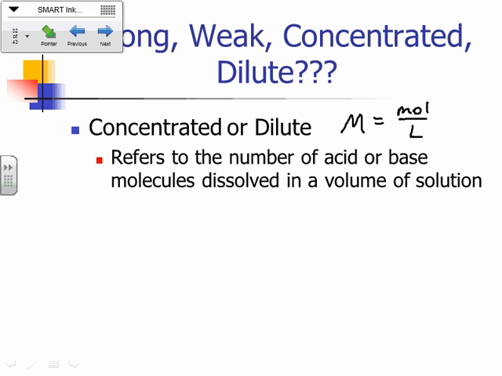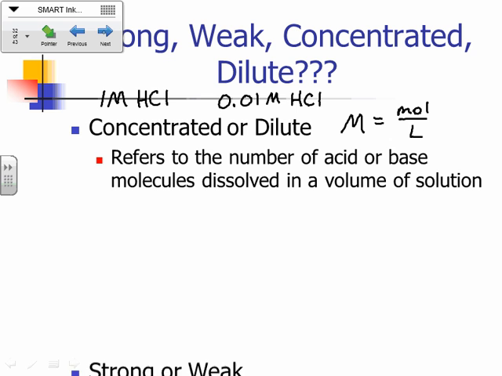Now, I already said sugar doesn't dissociate, right? So this has nothing to do with if it's strong or weak, okay? So in other words, I can have a concentrated strong acid, okay? For example, if I have 1 molar hydrochloric acid, that's fairly concentrated, right? But I can also have a dilute strong acid if I had like 0.01 molar HCl. Still a strong acid, right? But this is dilute, this is concentrated. See the difference? Does that make sense? Okay, so that's the concentrated versus dilute thing.